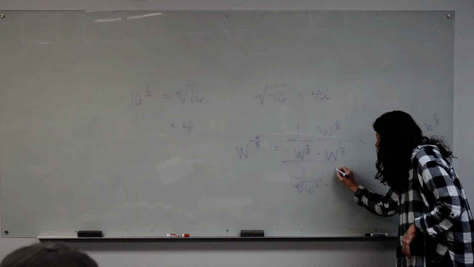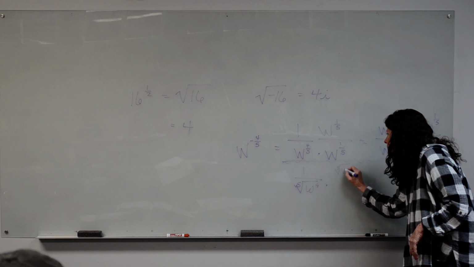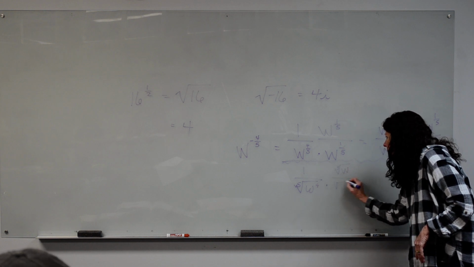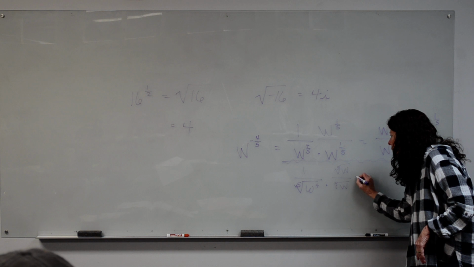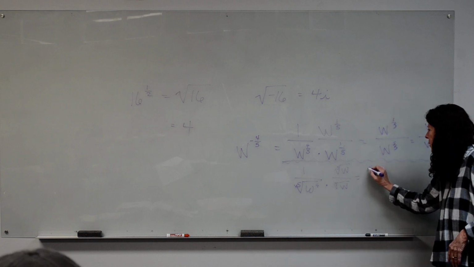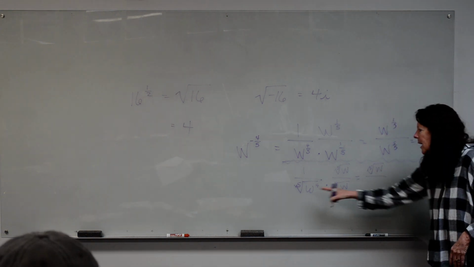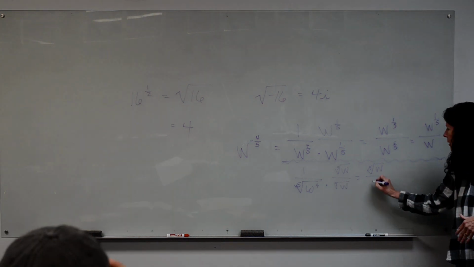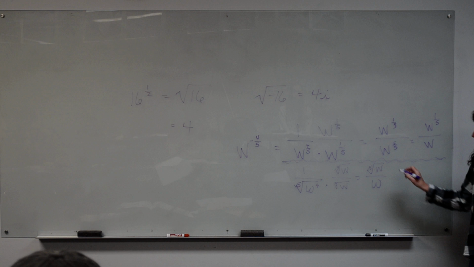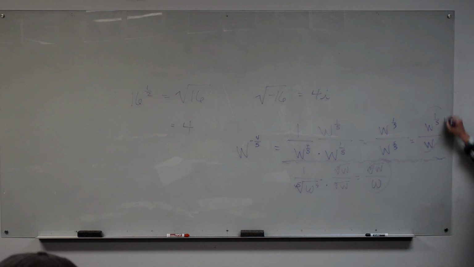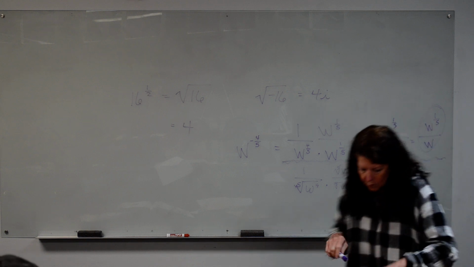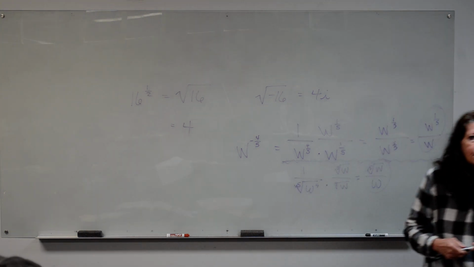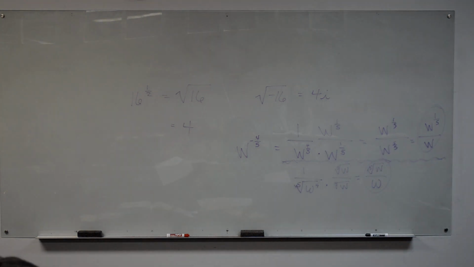So I'm going to multiply it by the 5th root of W. On the top, it's going to give me the 5th root of W. On the bottom, it's going to give me the 5th root of W to the 5th power, which is just W. This right here is the exact same thing as that. Okay, I'm going to change pens because I'm not sure it'll show up on the video. Okay, does that make sense? Okay.